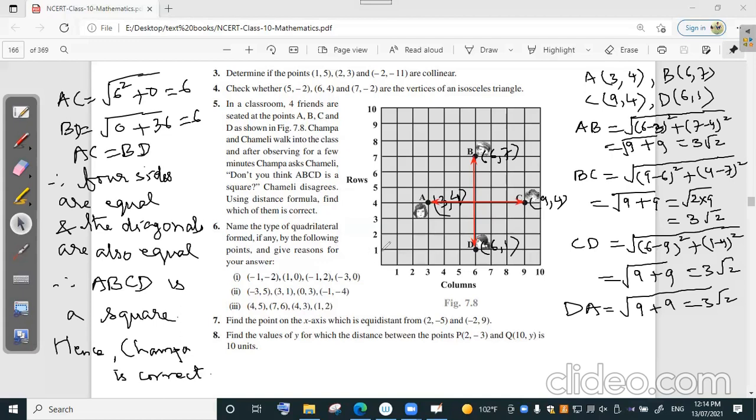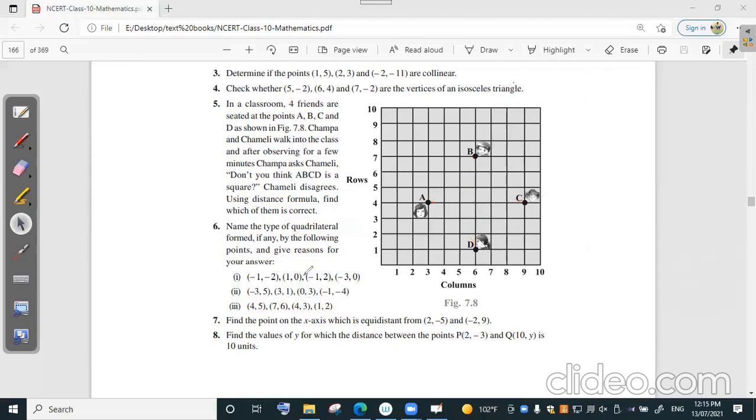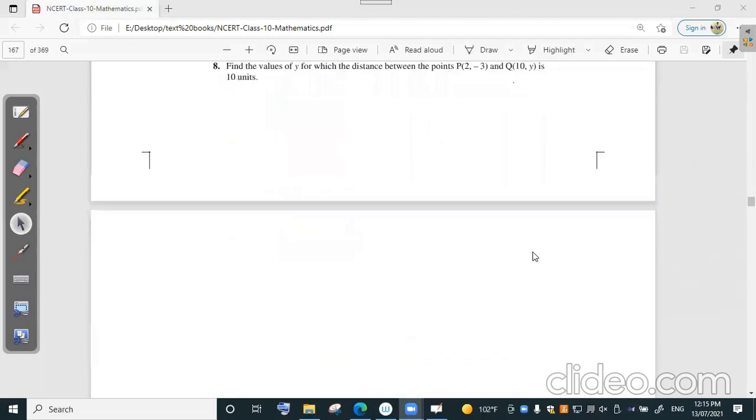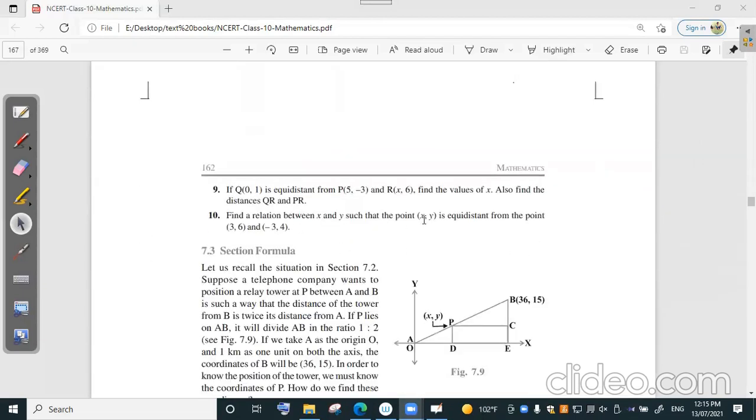Okay. So like this, next time we will have many questions on quadrilaterals, reasons here, and some other types of questions, extra questions also will be taken, and we will complete this part. Then the section formula will be started. Okay, so that's all for today.